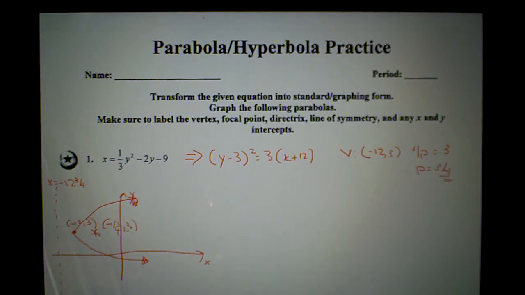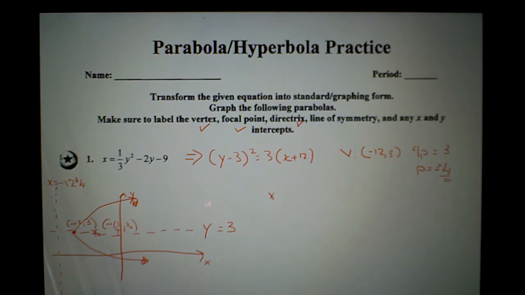Kind of, sort of, right? And I can see that I'm going to have one x-intercept and two y-intercepts. So I have labeled the vertex, the focal point, and the directrix. Whoop! Haven't done my line of symmetry. My line of symmetry is perpendicular to the directrix and goes through the vertex and the focal point. Since the directrix is an x equals line, the line of symmetry is going to be a y equals, or horizontal line, at the level of the vertex.